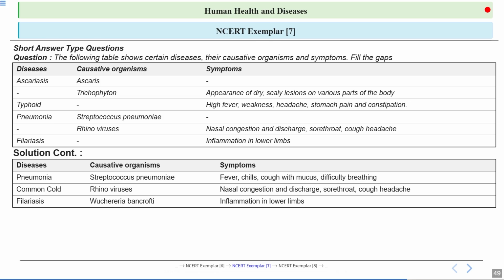headache. And in the last, filariasis, this is caused by the filarial worm Wuchereria bancrofti, and it causes inflammation in the lower limbs because this worm affects the lymphatic vessels, especially of the lower limbs.